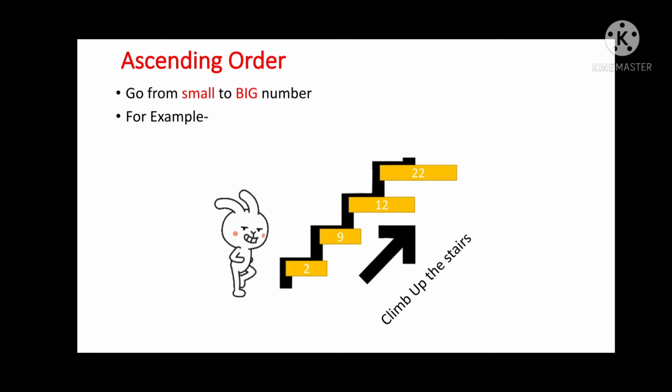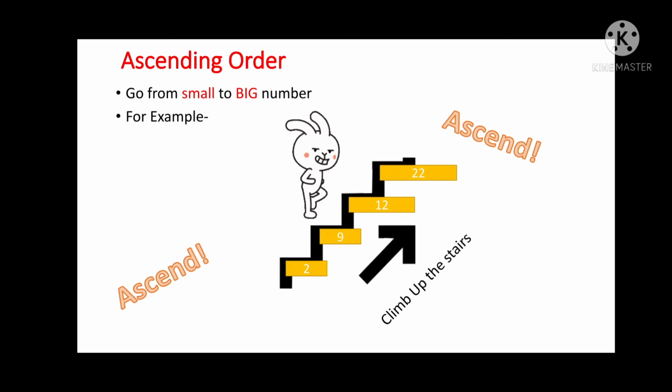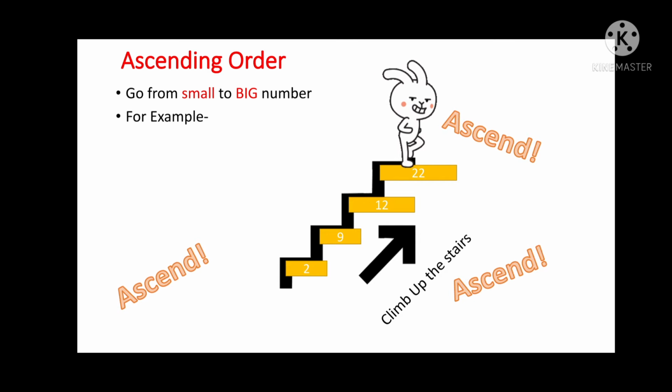For example, look at this bunny. Hey bunny, you have to ascend from the smallest number to the biggest number. Ascend means up, go up, okay? Go from small to big. Like in this example, the smallest number was 2, then 9, then 12, and then 22 was the biggest number in there. So the bunny ascended towards the biggest number.